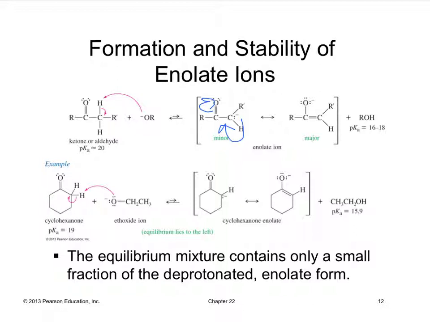Same thing with cyclohexanone. Here's ethoxide, it's deprotonating. Here you're getting the keto-enol tautomers, where you can have, again, electrons go here and electrons go up here. And again, the equilibrium is preferred on the left-hand side.